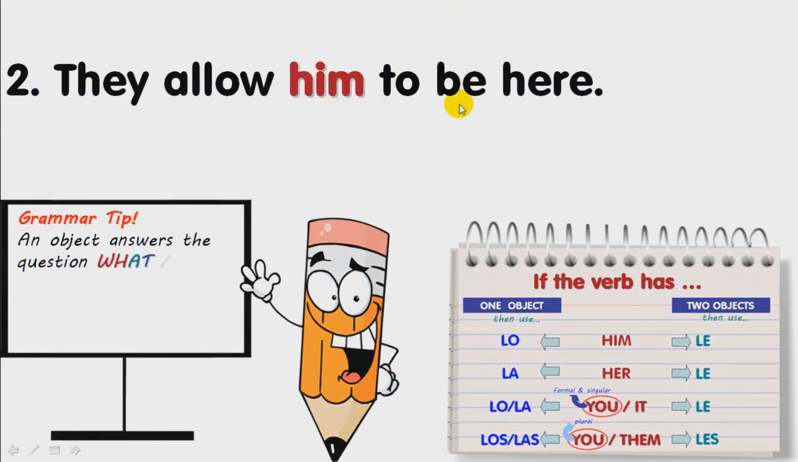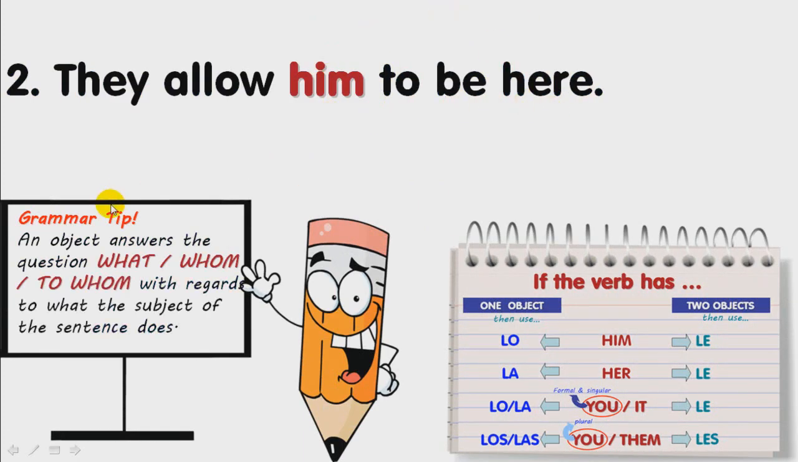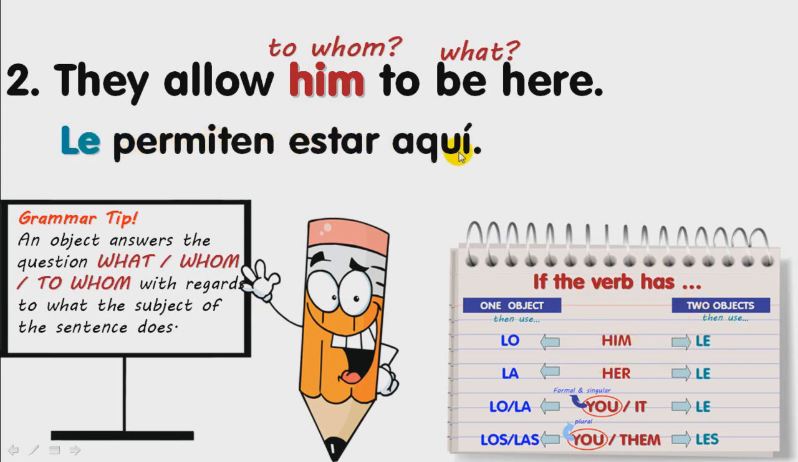They allow him to be here. Him answers the question to whom. And what do they allow him? To be here. This answers the question what. For that reason, we know that this sentence has two objects. So the translation of him would be le. Le permiten estar aquí.